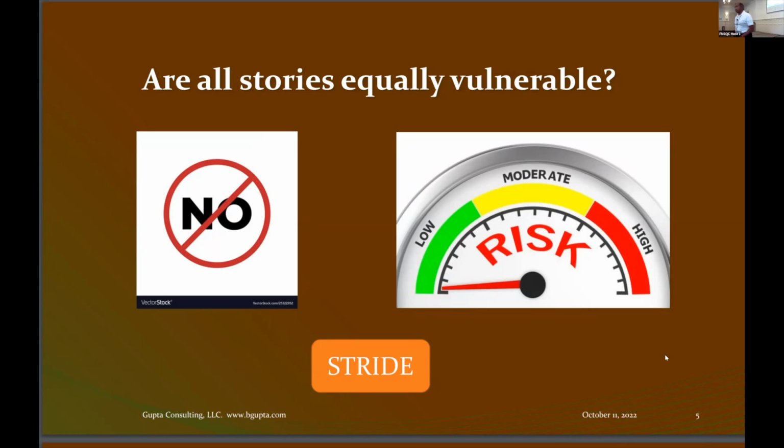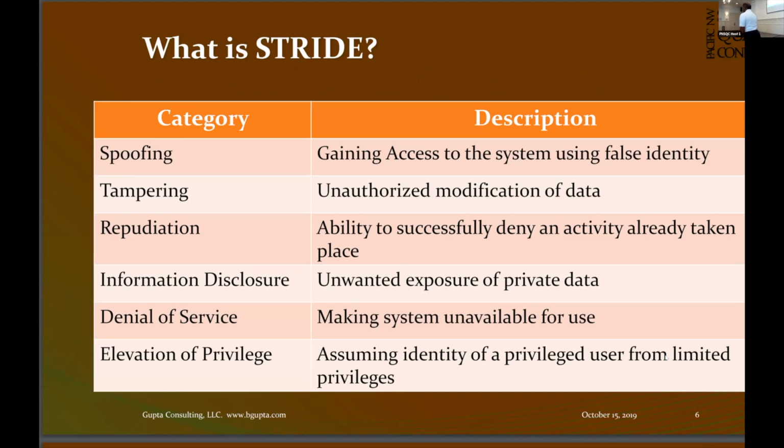STRIDE stands for spoofing, where somebody is trying to spoof your identity in some ways. Something that has happened to me is shoulder surfing. Somebody's standing behind me, I'm typing my password, and they got my password. Tampering is when it's intentional modification of the data. You can even include deletion in tampering. If you delete the data, that's tampering too, data tampering.